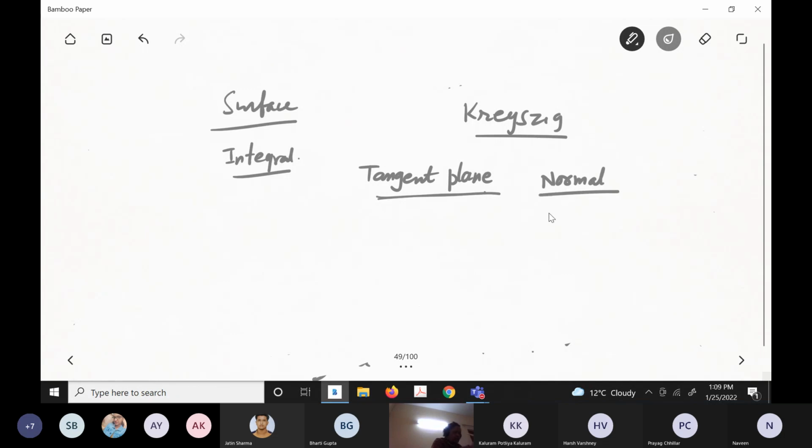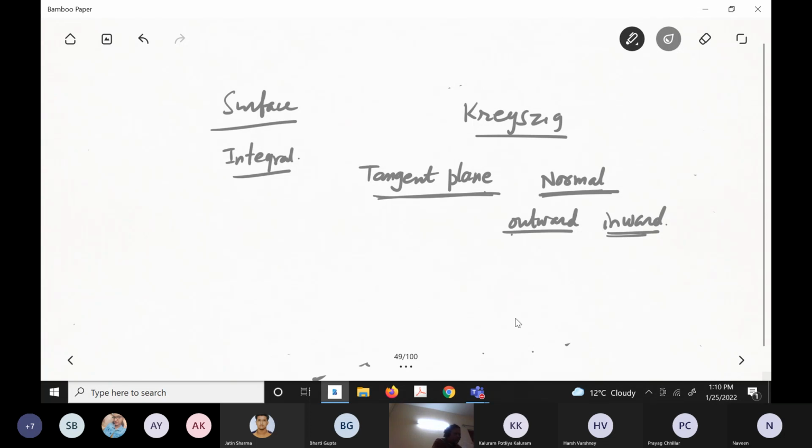Usually you have two normals: outward normal and inward normal. Outward normal means which way out from the surface, and inward normal is inside the surface. So tangent plane, you have got it, normal. Now look, usually we orient a surface through the normal. If I want to orient a surface, I will always choose either the outward normal or the inward normal. Whatever you do, that is the orientation.